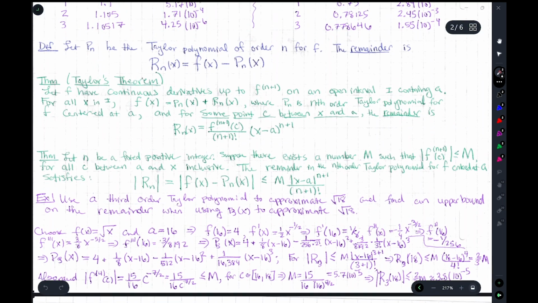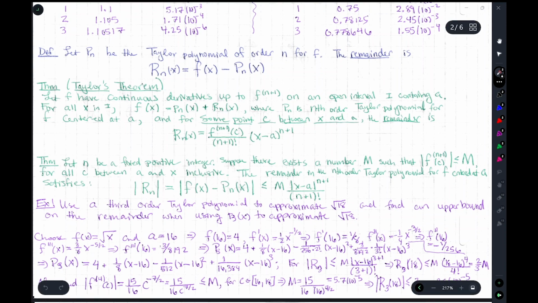So let's look at this example. Use a third order Taylor polynomial to approximate the square root of 18 and find an upper bound on the remainder when using P3 to approximate root 18. All right, so we are approximating, we want to get square root of 18, so it's a good idea to choose f equal to the square root, and then we could plug, so what we're after really is f of 18, right? That's what we're after.